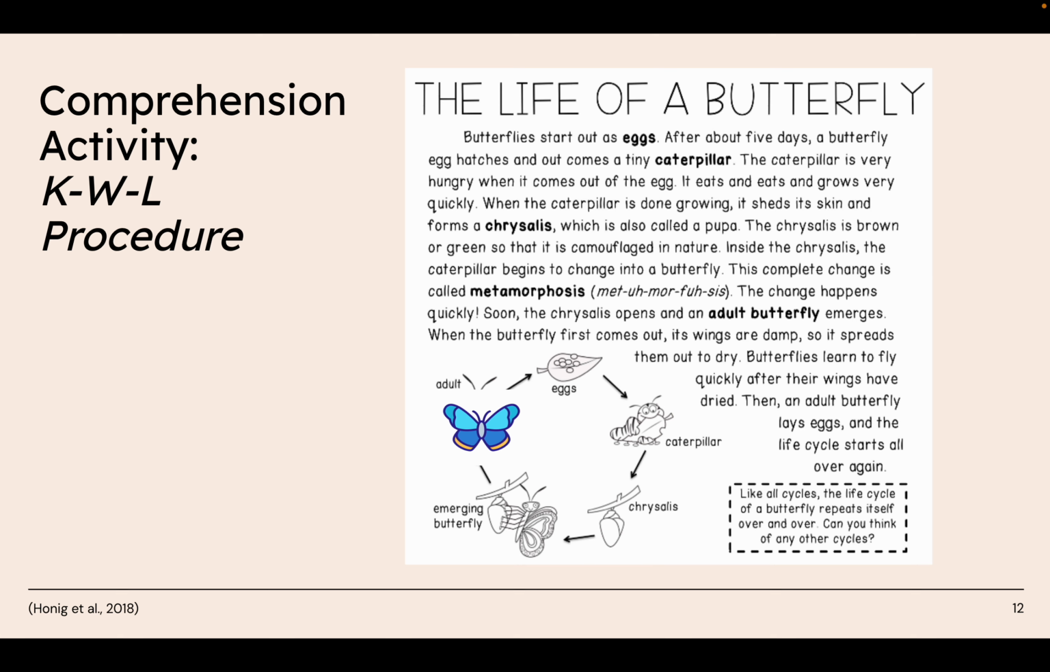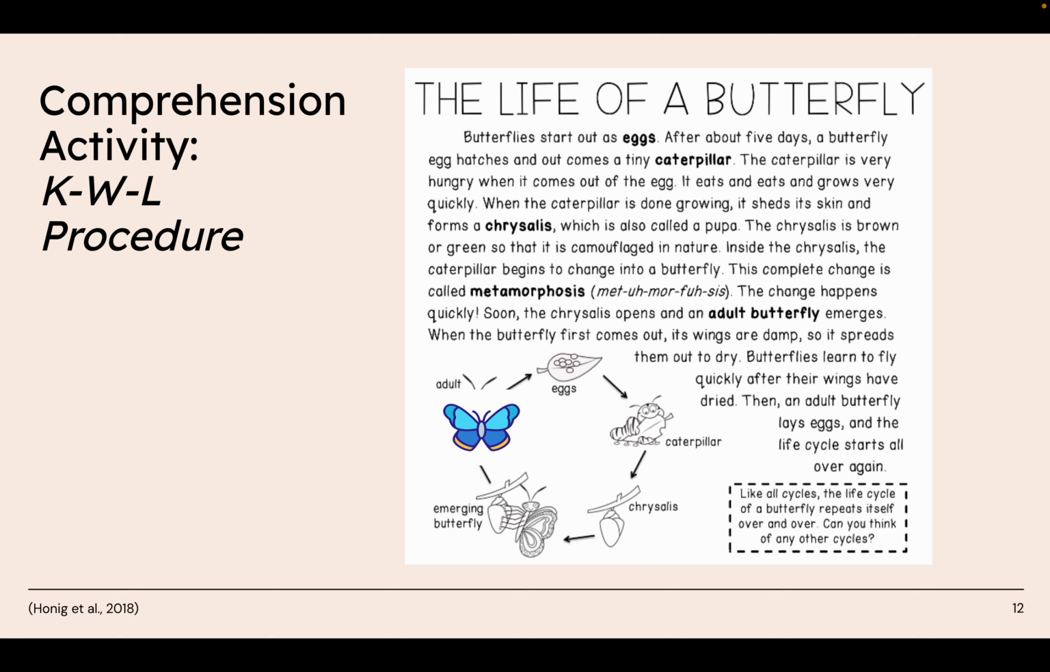Inside the chrysalis, the caterpillar begins to change into a butterfly. This complete change is called metamorphosis. The change happens quickly. Soon, the chrysalis opens and an adult butterfly emerges. When the butterfly first comes out, its wings are damp, so it spreads them out to dry. Butterflies learn to fly quickly after their wings have dried. Then, an adult butterfly lays eggs, and the life cycle starts all over again.